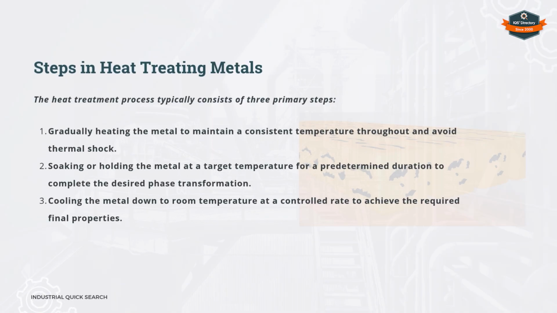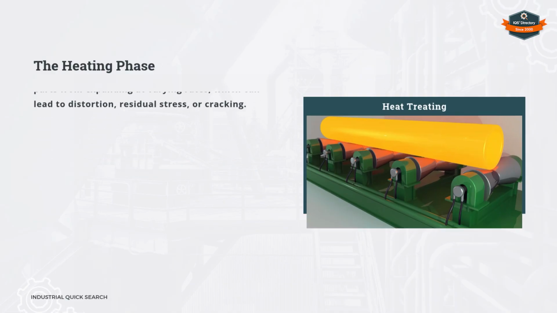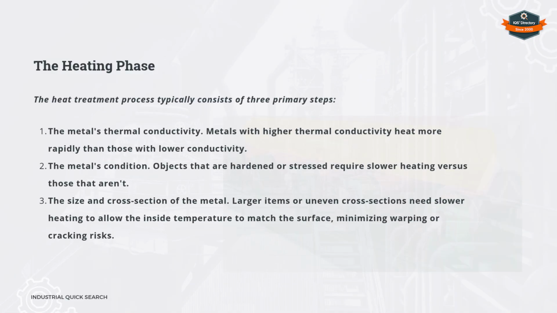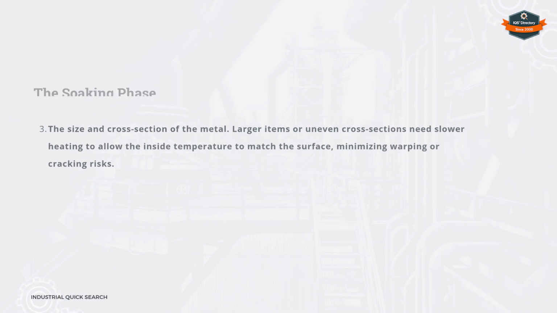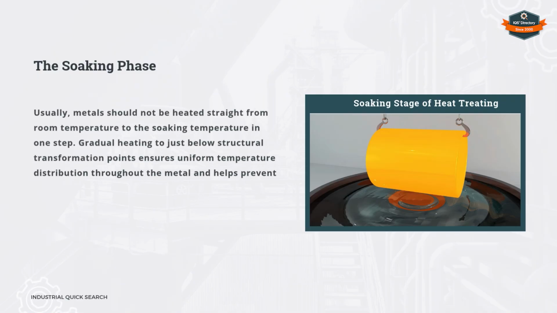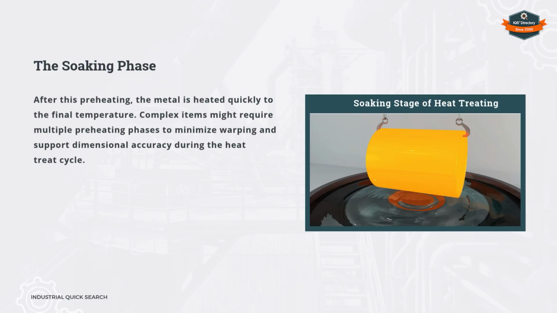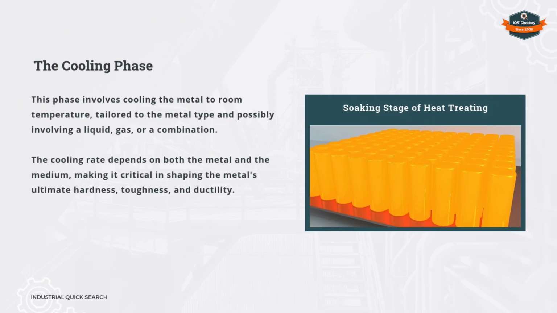Steps in heat treating metals. The heat treatment process typically consists of 3 primary steps. The heating phase. The soaking phase. The cooling phase.